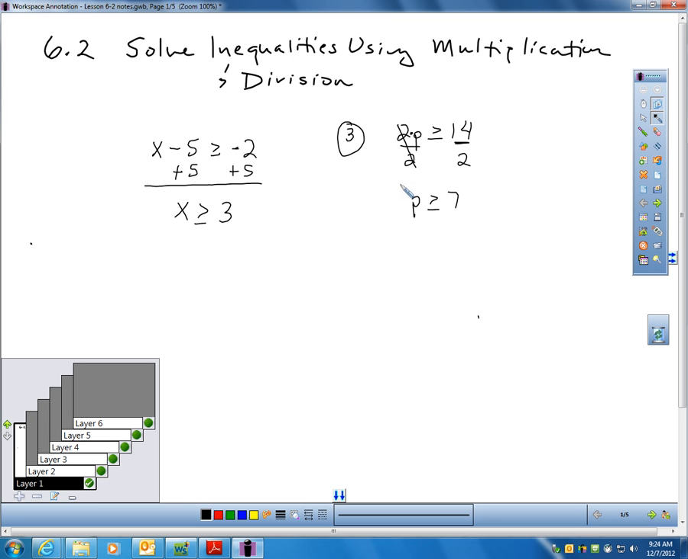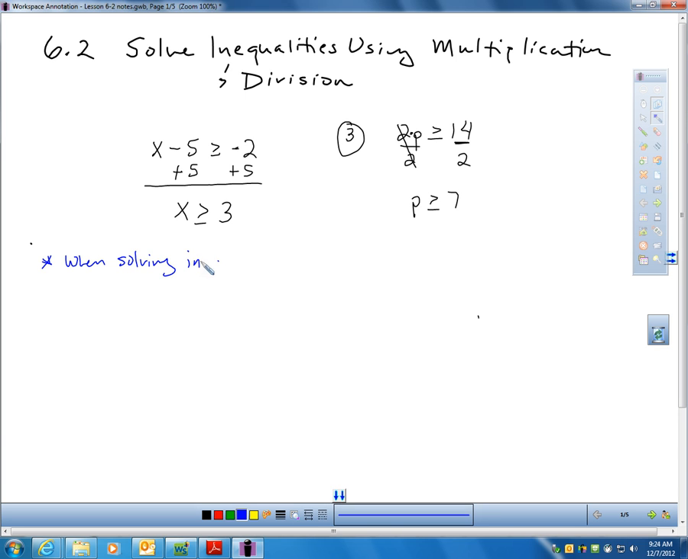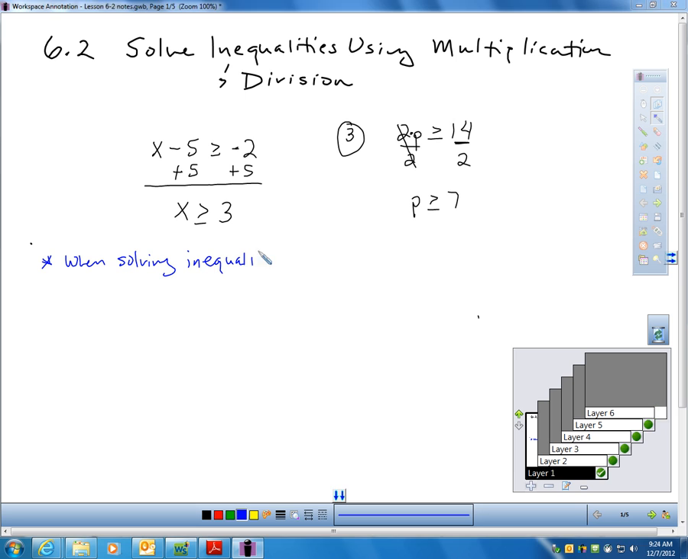There is one very important point that we have to be careful of regarding multiplying and dividing inequalities, and maybe I should just write it on here, in a different color. This is very important. When solving inequalities, if you multiply or divide by a negative amount, you must flip the inequality symbol.